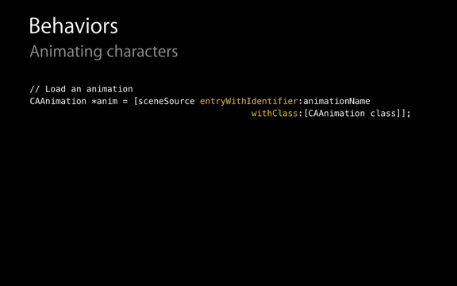Animating the character is then just as easy as retrieving a Core Animation by using the SCNSceneSource class. It allows us to retrieve an animation with the unique identifier of the animation that you can find in Xcode. And then animating the character is just as easy as adding this animation to the character node.